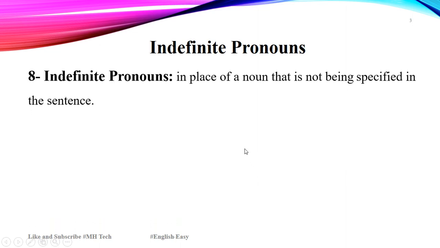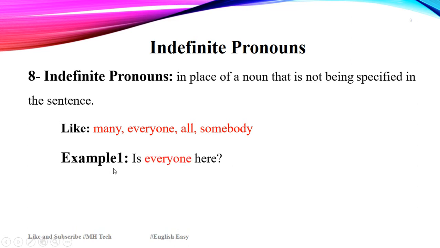So we have indefinite pronouns in English. It is number 8 here. Indefinite pronouns, you can see here is the short definition for indefinite pronouns: in place of a noun that is not being specified in a sentence. You can see here it is used instead of a noun, but it is not specific here. For example, we have many, everyone, all, somebody. So the noun is not specific here.